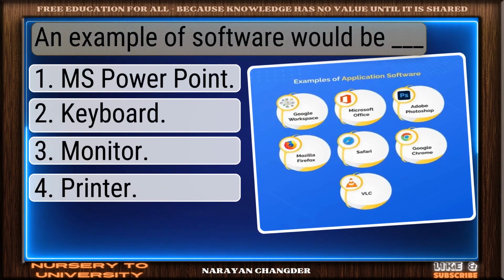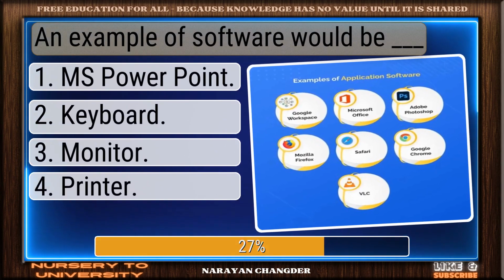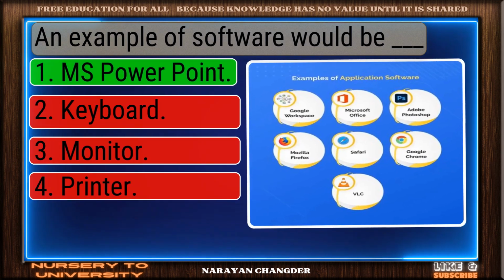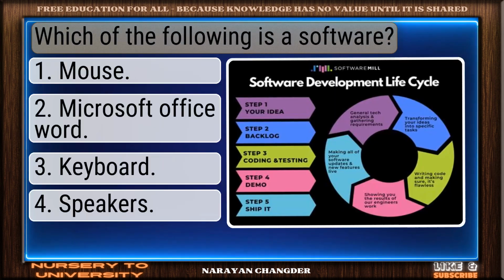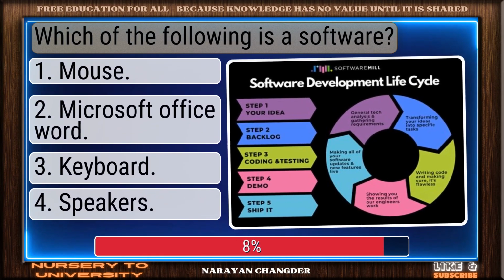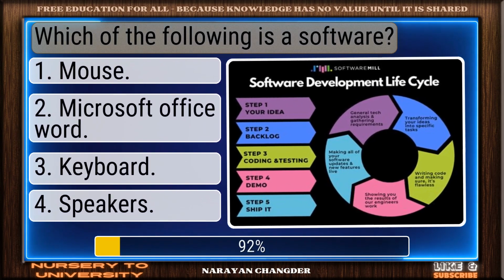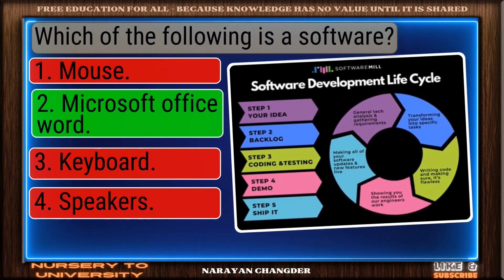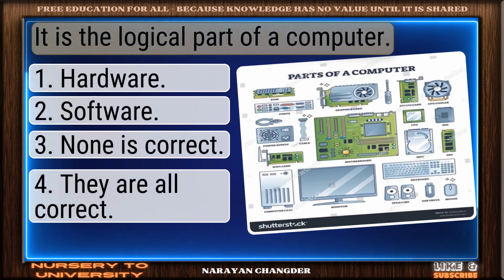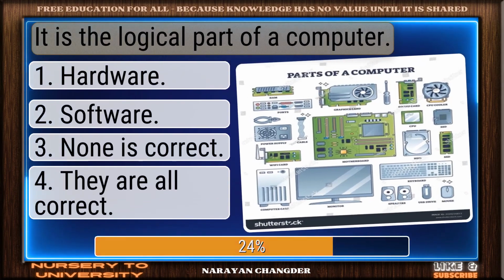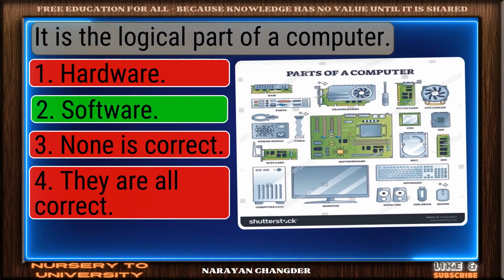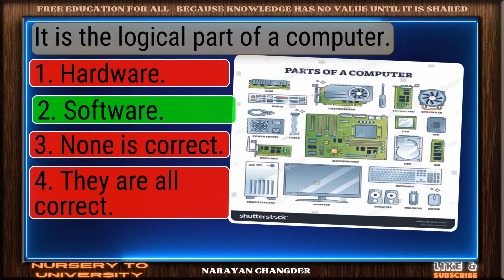An example of software would be dash. On track. MS PowerPoint is the correct answer. Which of the following is a software? Right again. Microsoft Office Word is a valid answer. It is the logical part of a computer. Strong choice. Software is the right answer.